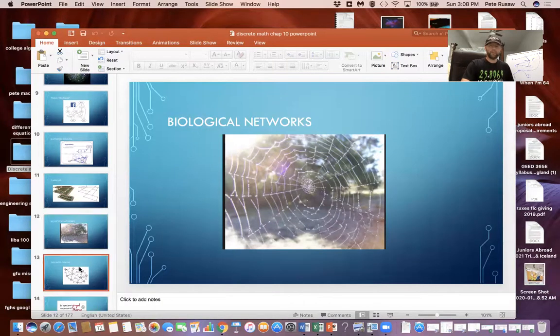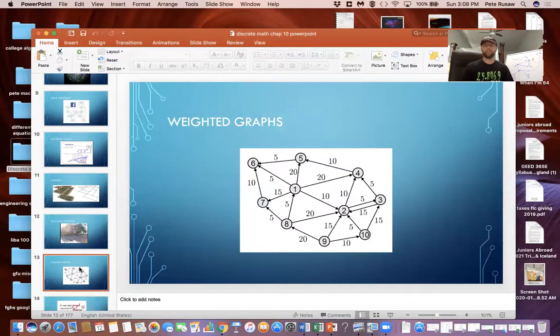But essentially, what are we trying to do? We're trying to create a series of dots and connections. And sometimes we have directed graphs. This graph is a directed graph. You can see there are arrows in it pointing from one place to another.